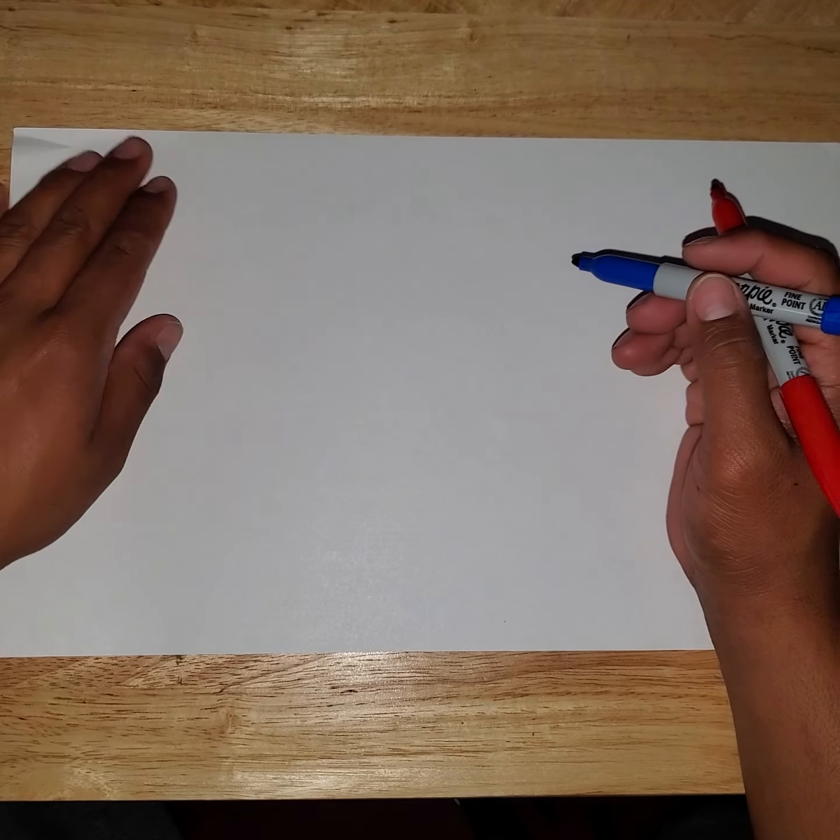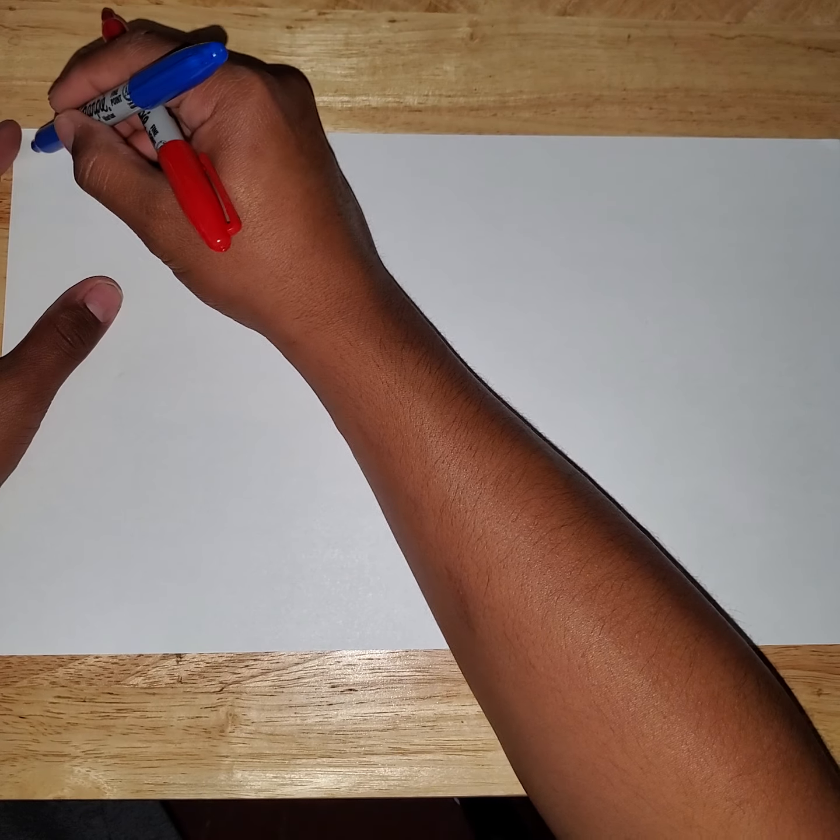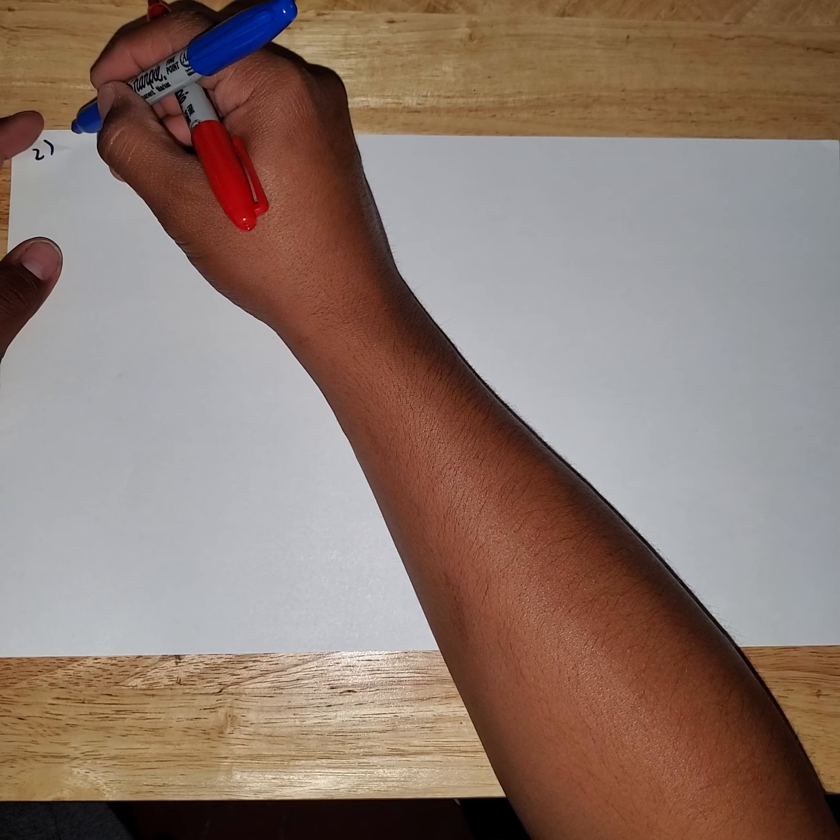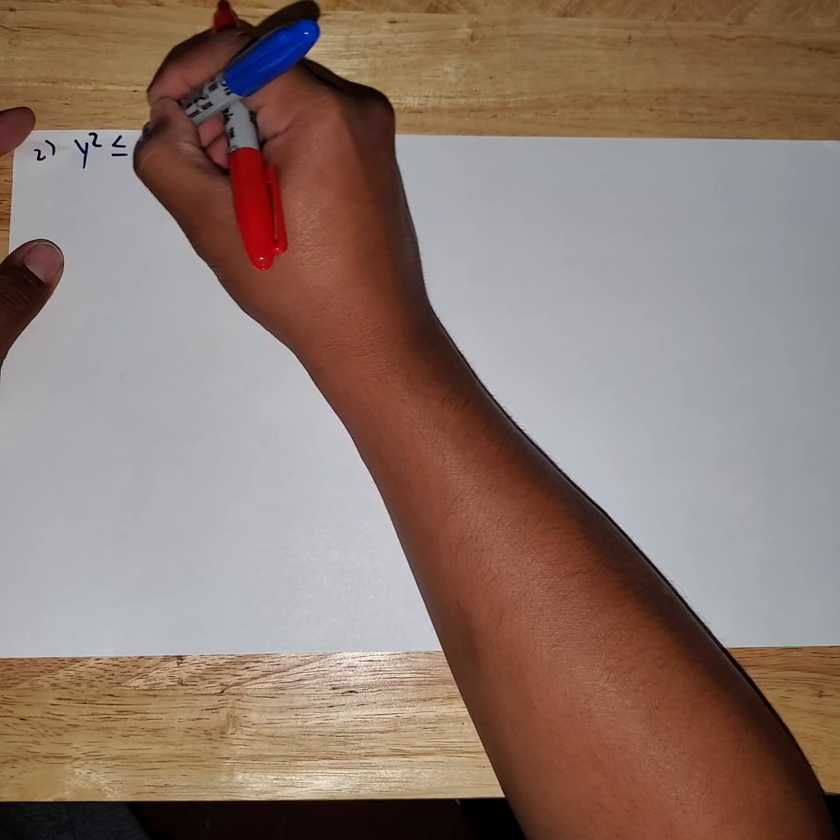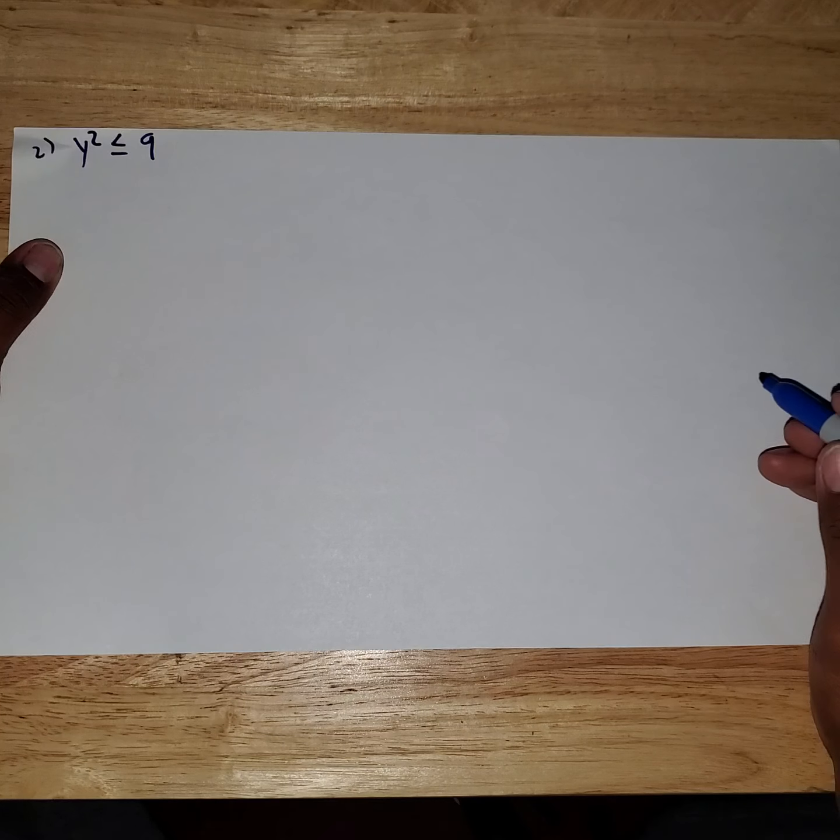Let's do a smaller one. Maybe there was a lot going on with that one. Probably should have started with something a little smaller. So let's try this. Let's try y squared is less than or equal to 9. So that looks innocent enough.